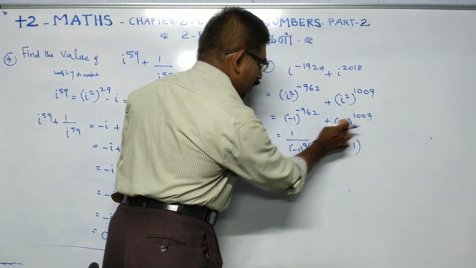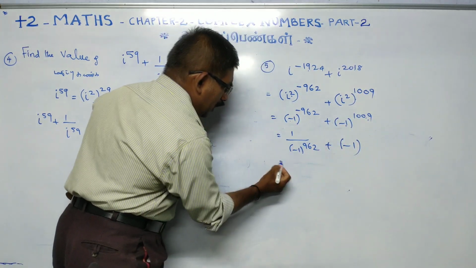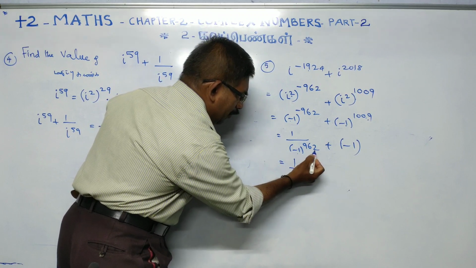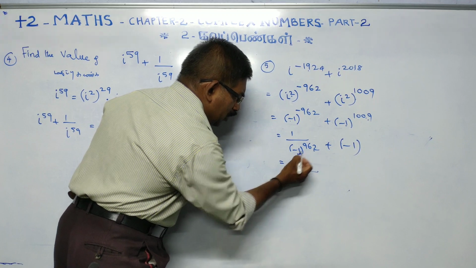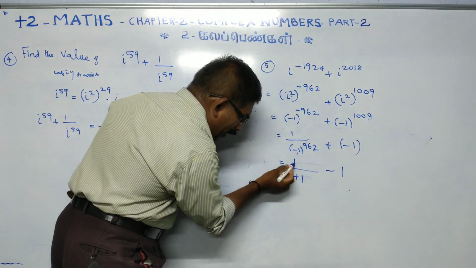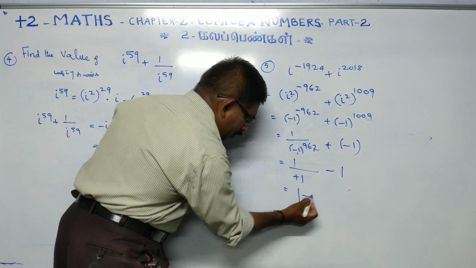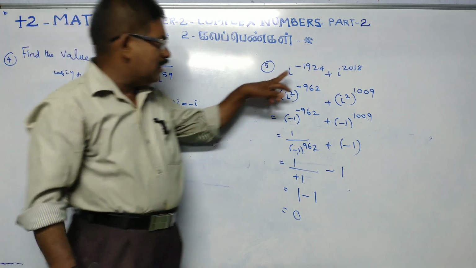So minus 1 power 1009 times when we multiply, we get minus 1. 1 by minus 1 power even number comes, it becomes positive. If minus 1 has an even power, it is plus 1. Plus into minus 1 is minus 1. 1 by 1 is nothing but 1, minus 1. Answer is 0. Clear?